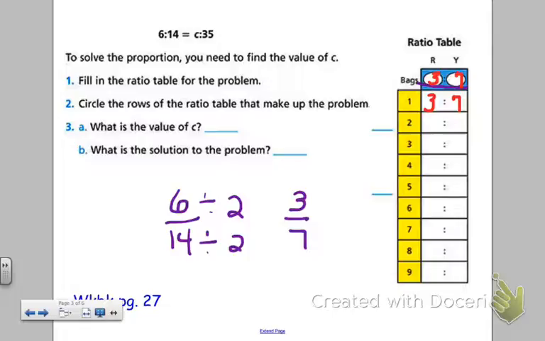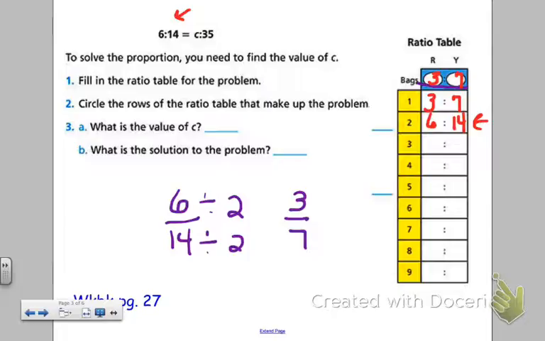Well, what if I'm talking about 2 bags? Well, 2 bags of red would cost $6. 2 bags of yellow would cost $14. This is the very first ratio that we were given. That tells me that, obviously, in Grandma's recipe, it calls for 2 bags of red and 2 bags of yellow.